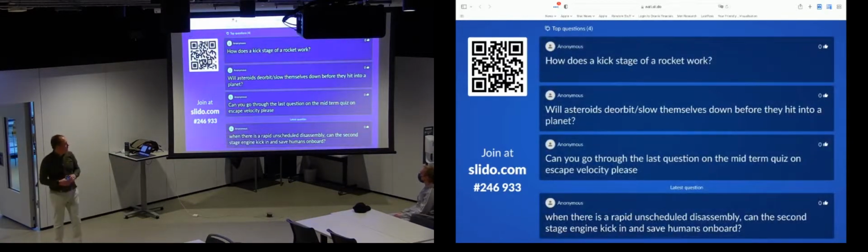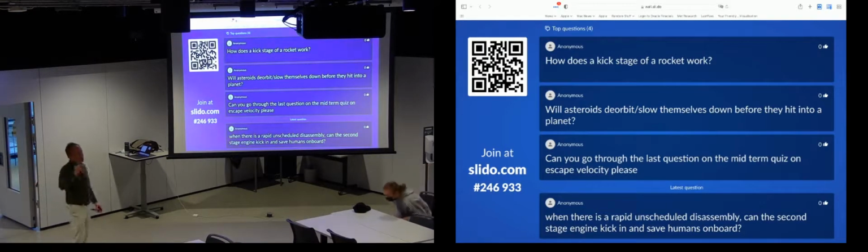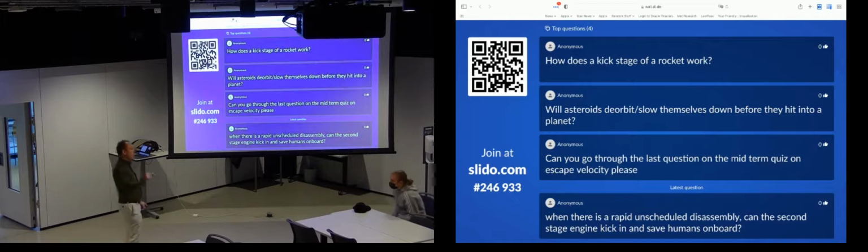Okay. How does a kick stage of a rocket work? So a kick stage, if I remember correctly, is typically used as either an insertion stage, a quick burn to just do a quick correction or insert into an orbit, or as a departure stage from one orbit into a transfer.